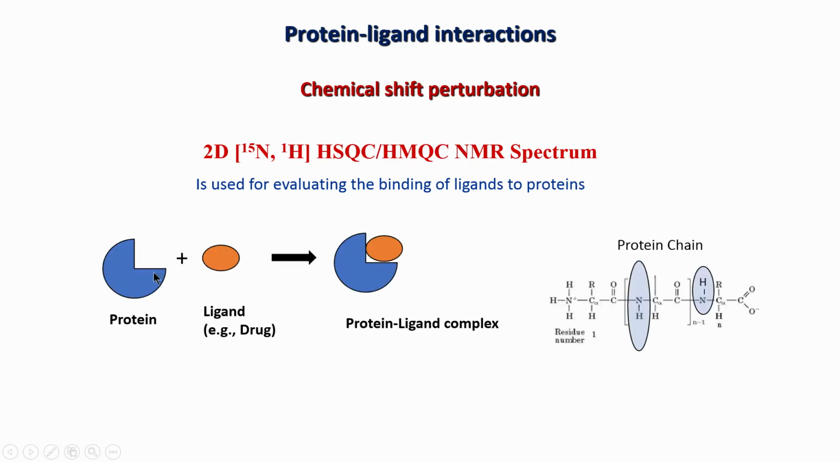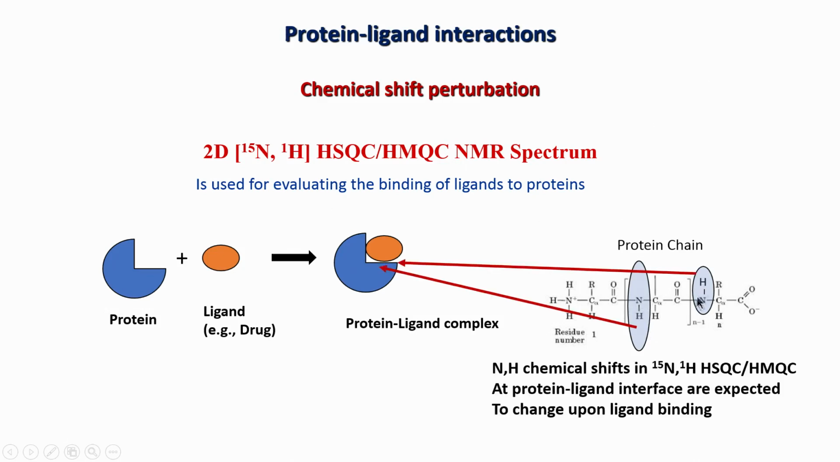Suppose this is a protein and it is interacting with a drug molecule or any ligand; it could be another protein, a peptide, or any other binding partner. Let us say they interact with each other and form a complex. We study this complex formation by HSQC, that is N15 HSQC or HMQC. By now you should be familiar with this: in HSQC or HMQC we observe the NH correlations in the spectrum.